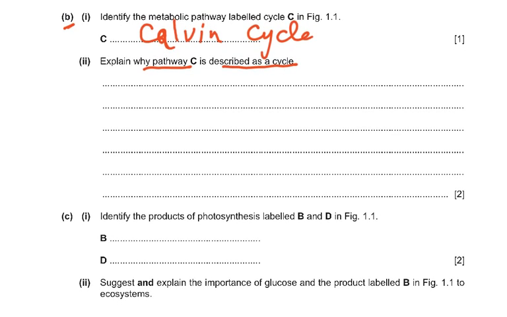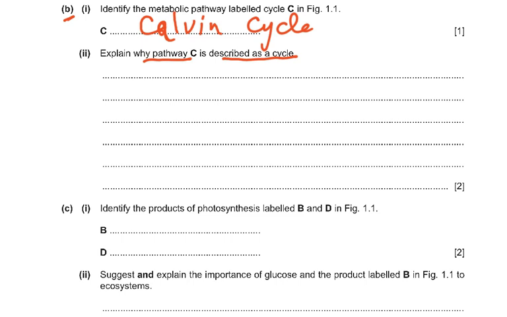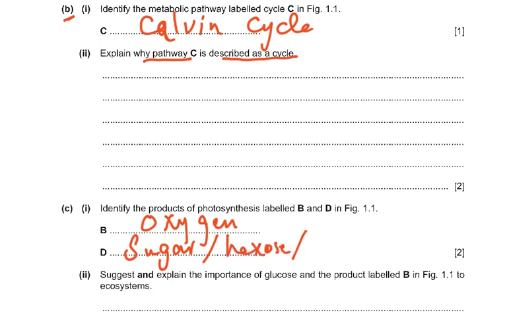Then identify the products of photosynthesis labeled B and D. What was B? B was oxygen. What was D? D was sugar or a hexose or a glucose. You could have said sugar, you could have said hexose, glucose, triose phosphate, carbohydrate, starch, any of those would get you a mark. So there were 2 marks for this. One was for oxygen and the other is for either one of these.